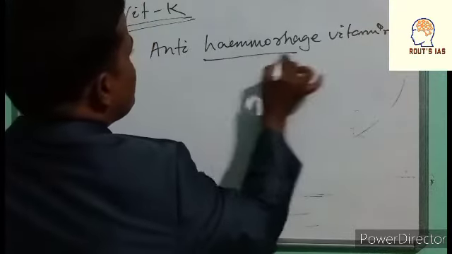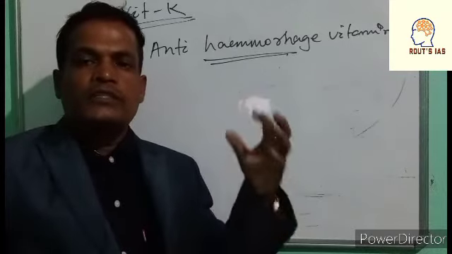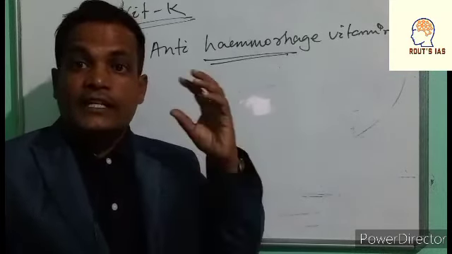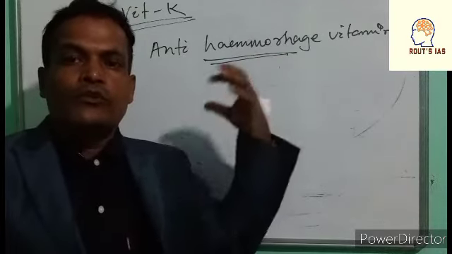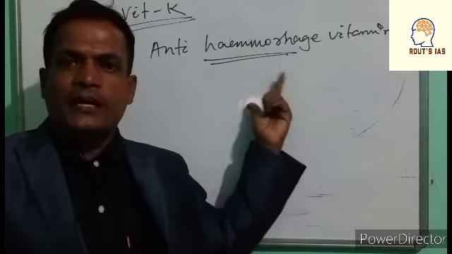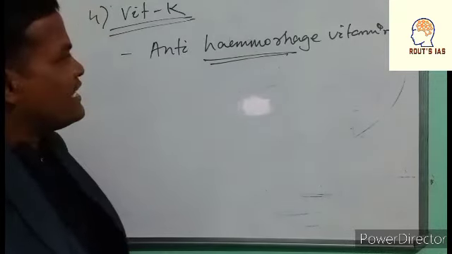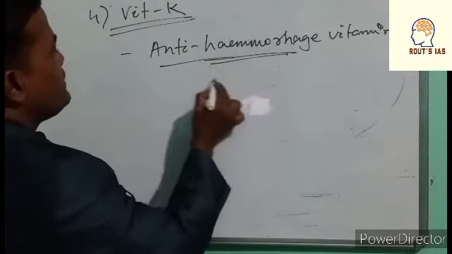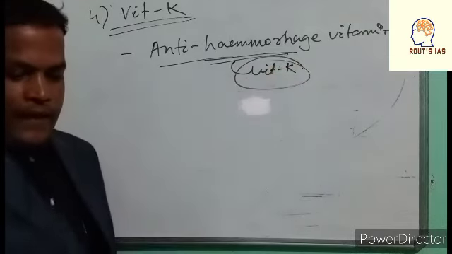Anti-hemorrhage means, what is hemorrhage? If sometimes your body gets injured or there are cuts, then continuous flowing of blood takes place, and that is called hemorrhage. But this vitamin prevents hemorrhage, so that's why it is called the anti-hemorrhage vitamin, that is vitamin K. Is it right?